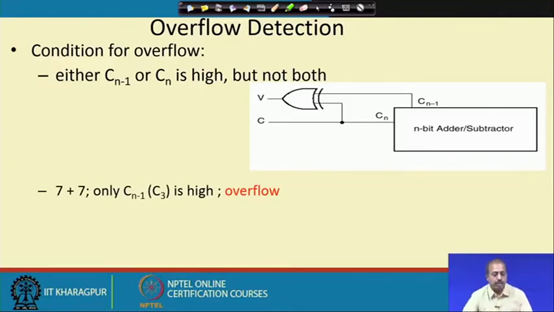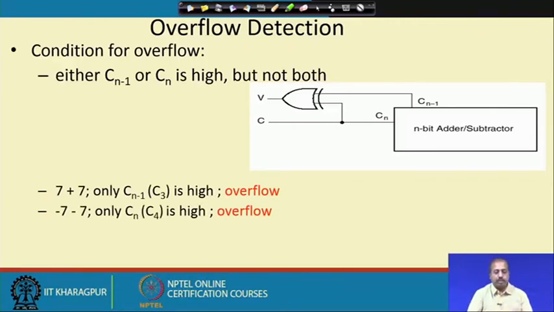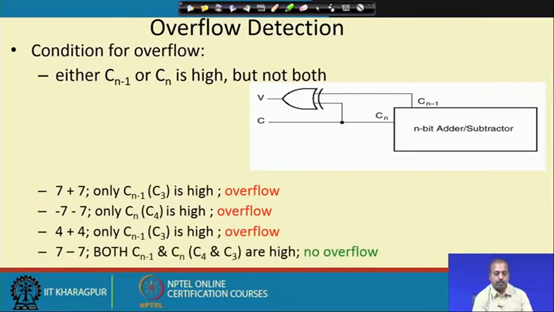So, in 7 plus 7, only C3 is high. C4 is not high, so that is an overflow. In -7 minus 7, C4 is high but C3 is not high, so that is also an overflow. In +4 plus 4, C n minus 1, that is C3, is high, so again there is overflow. And in 7 minus 7, both the carries are generated, but there is no overflow. So, this overflow detection circuit is the XOR of C n and C n minus 1.